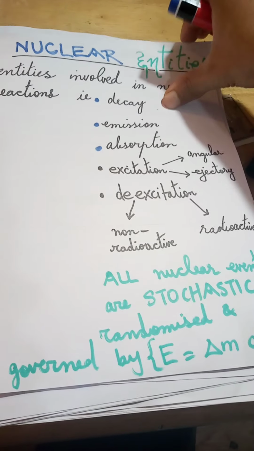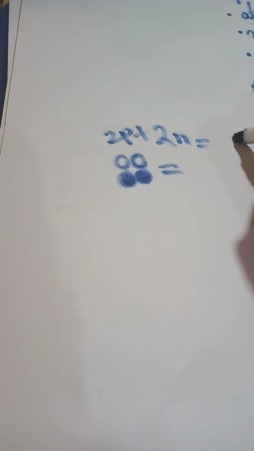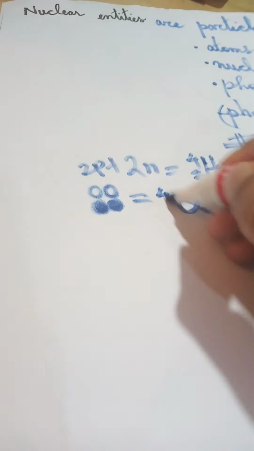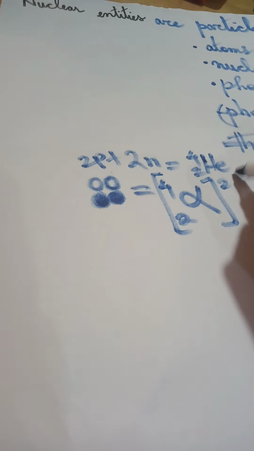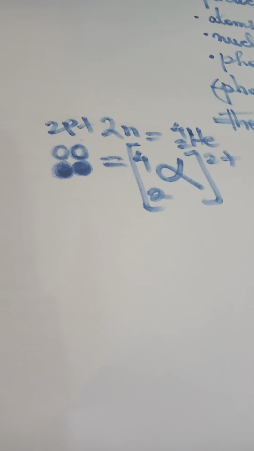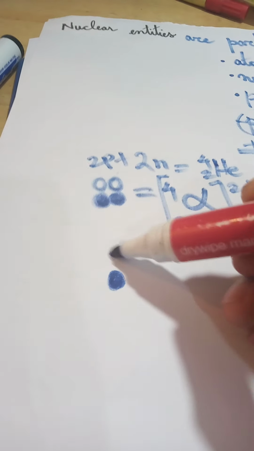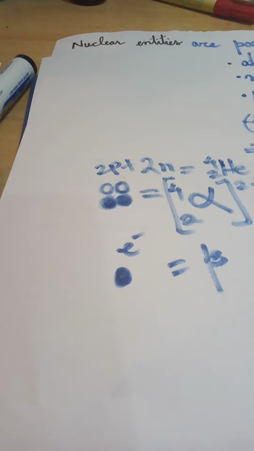So for example, 2 protons and 2 neutrons is a helium nucleus. It's not a helium atom, but it's known as an alpha particle, which is double charged, double ionized. And a single electron would be a beta particle.